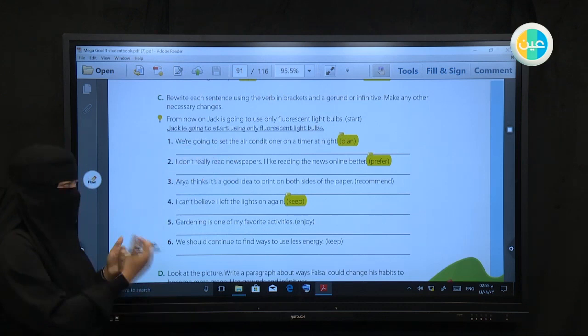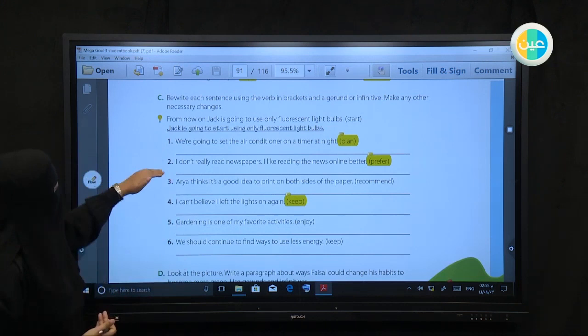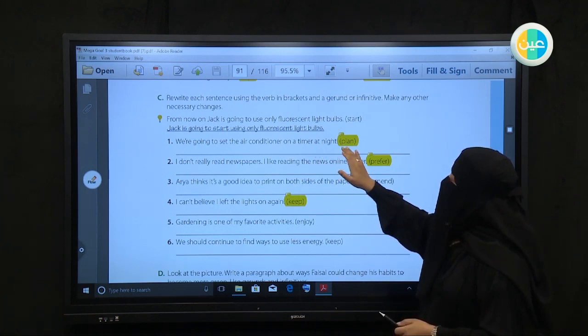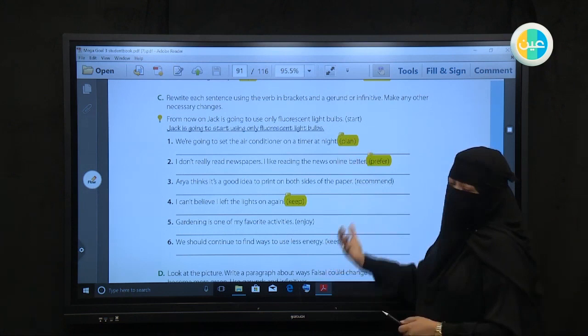Number one, إحنا هنحل one, و two, و four. خلينا نجرب number one. We're going to set the air conditioner on a timer at night. Now, لاحظي هذه كلها تغييرات إيجابية. الأشخاص هذول يبغوا يسووها عشان يحافظوا على البيئة أكثر. فهذه one of their plans, واحدة من خططهم.